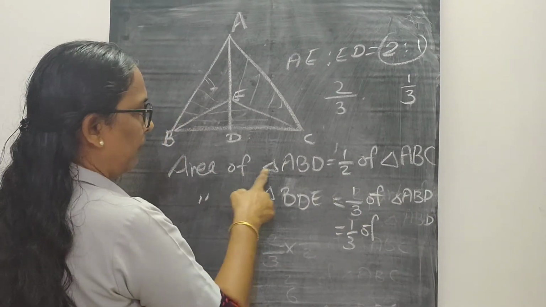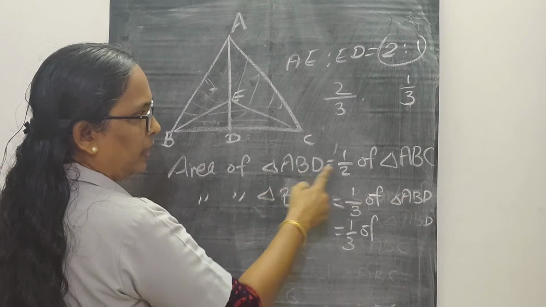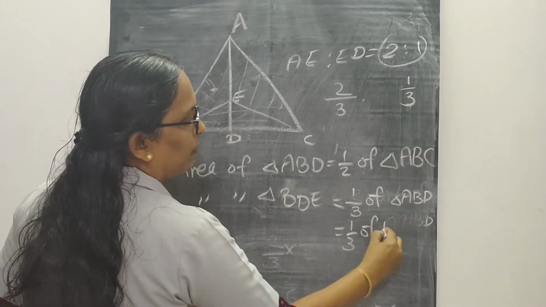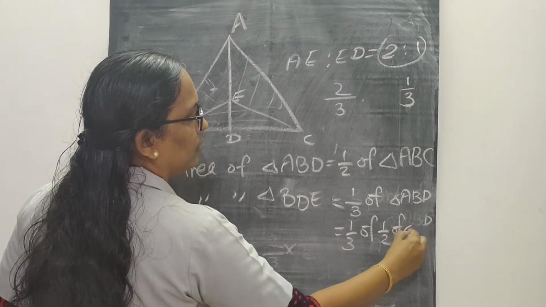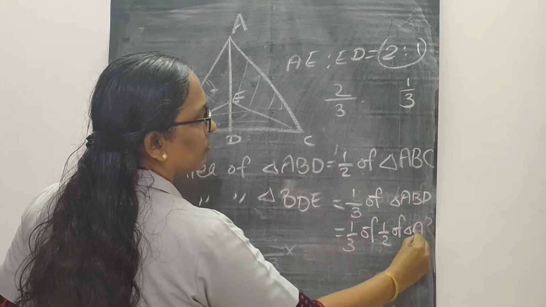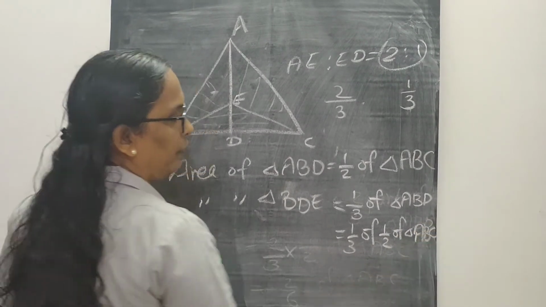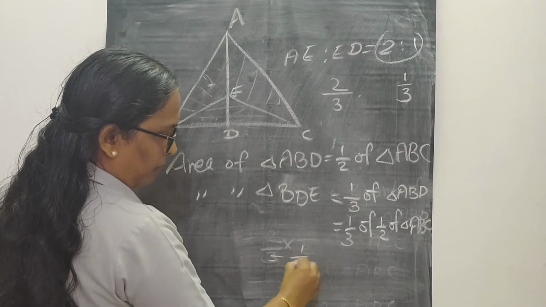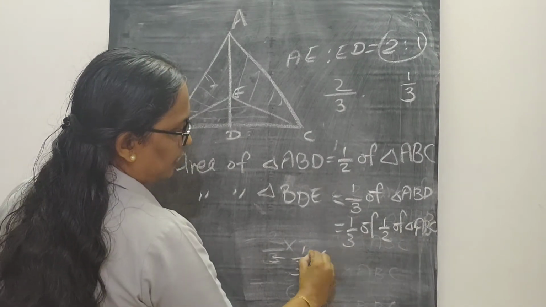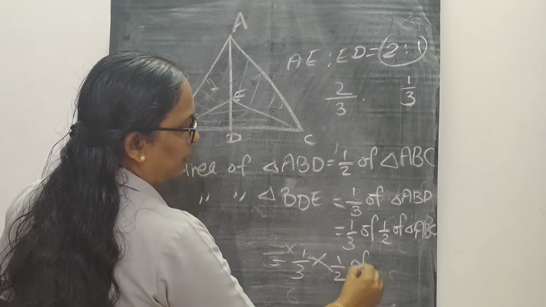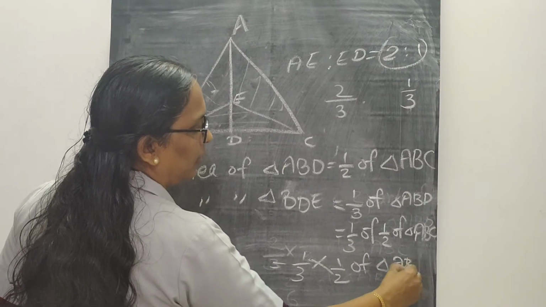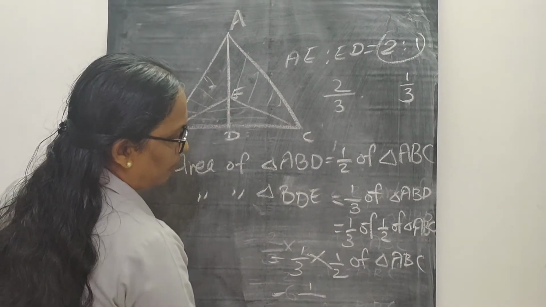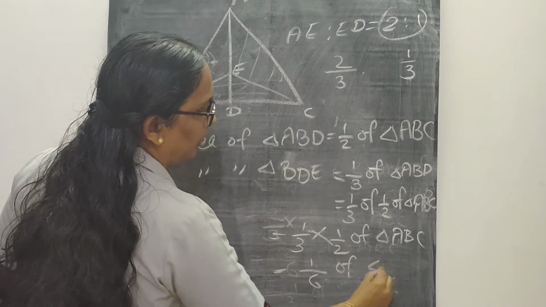What is the area of triangle ABD here? It is half of ABC. So it is equal to 1 by 3 into 1 by 2 of the area of triangle ABC, which is equal to 1 by 6 of triangle ABC.